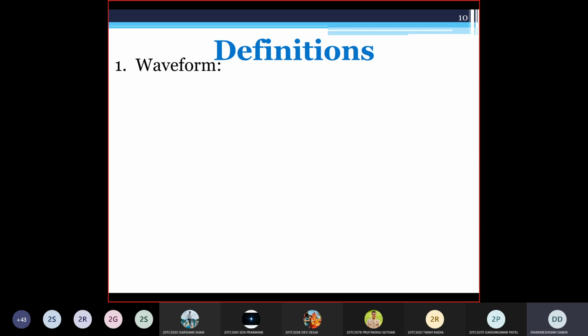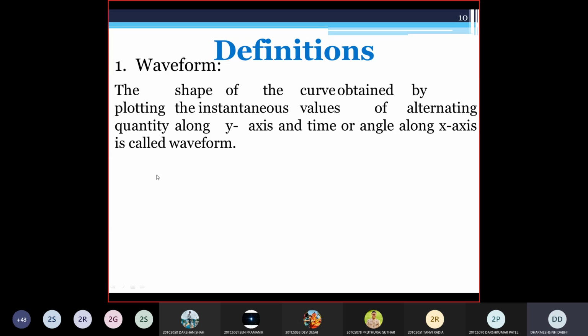So if I write down the general definition of waveform, it is nothing but the shape of the curve obtained by plotting the instantaneous value. Instantaneous value means the value at a particular instant of time. If you plot the instantaneous value of any alternating quantity along the y-axis and time or angle on the x-axis, that is called a waveform. So this is a general definition. Again I repeat, the shape of the curve obtained by plotting the instantaneous value of an alternating quantity.